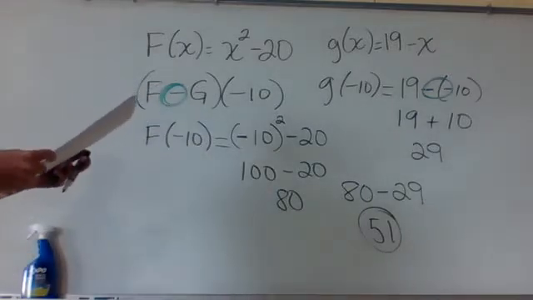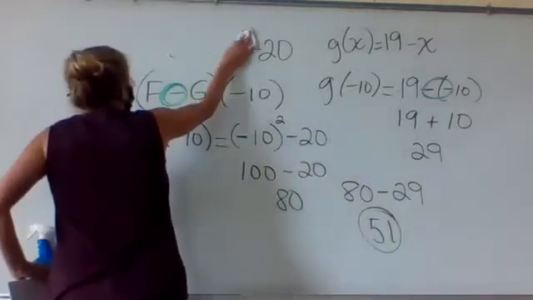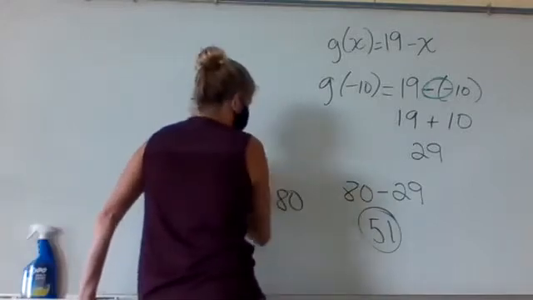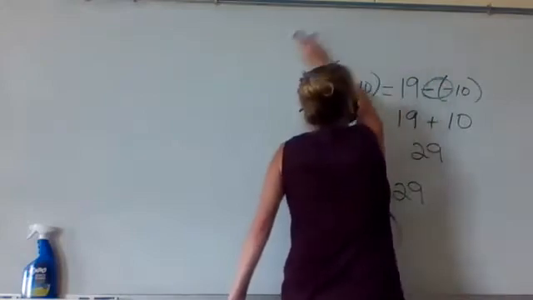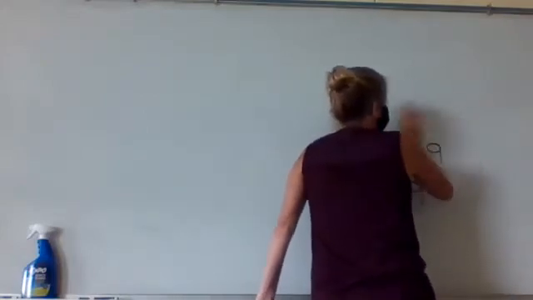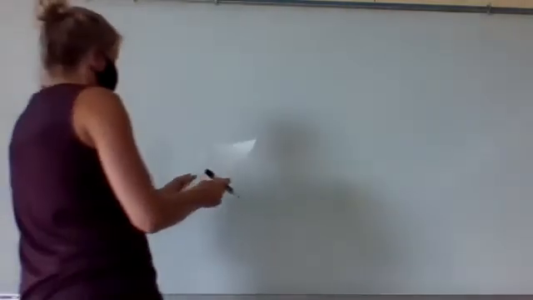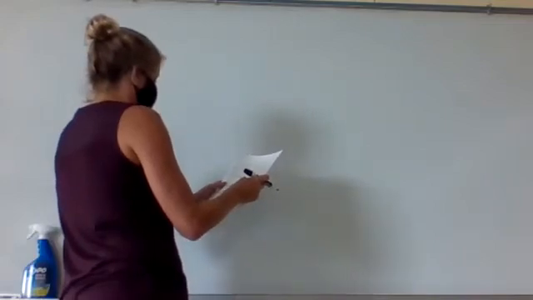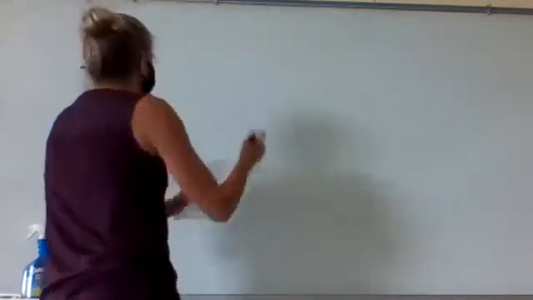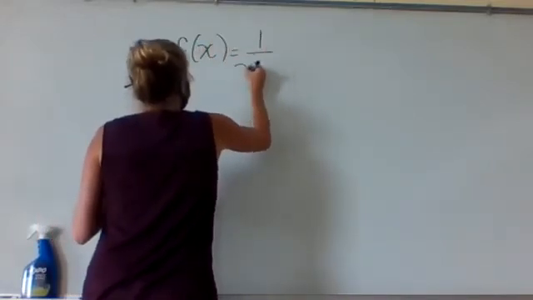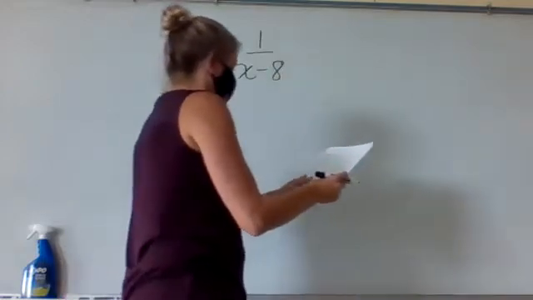All right, number 14. It gives you a 3-part question. But the good part is, once you figure out the first part, that's the answer for the other 2 parts also. It gives me 2 functions. F of x equals 1 over x minus 8. G of x equals 9x cubed.